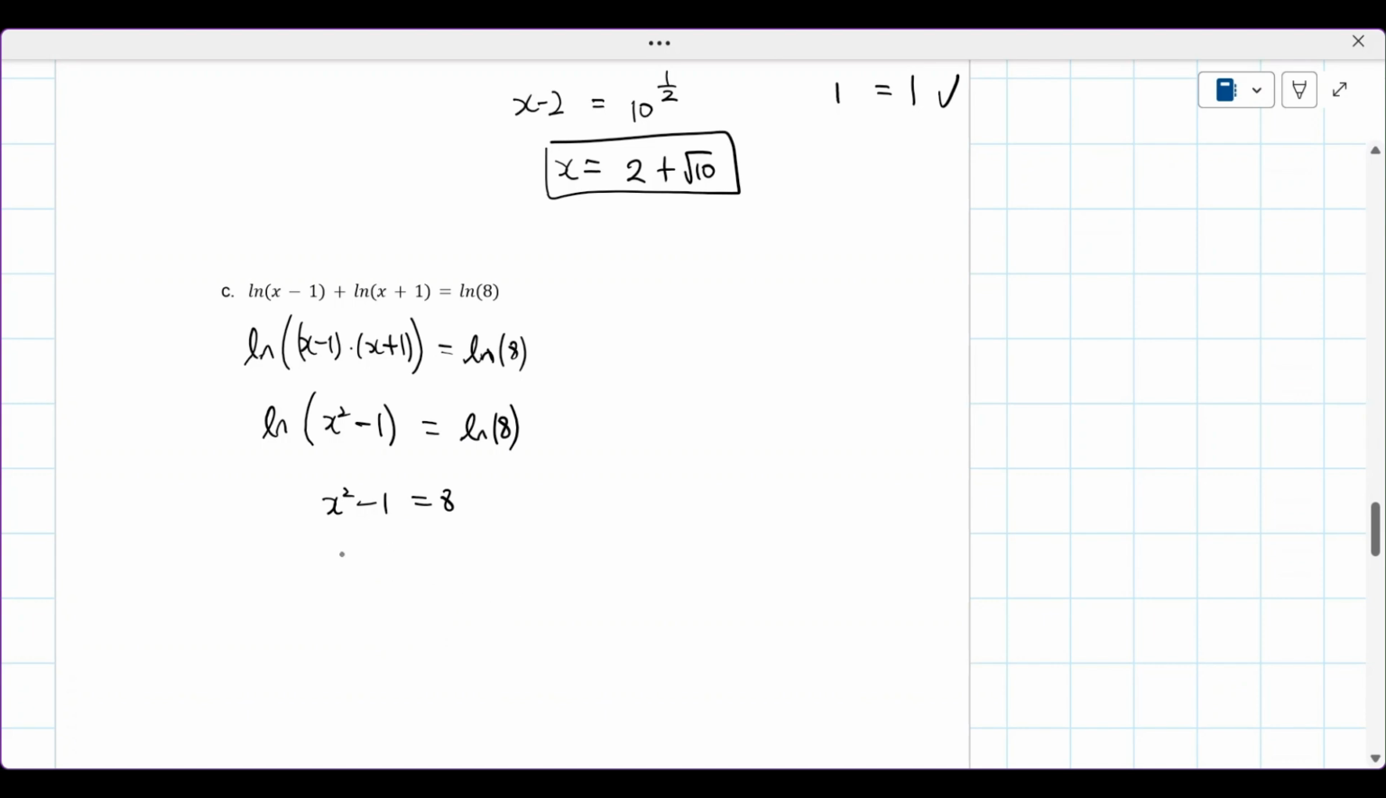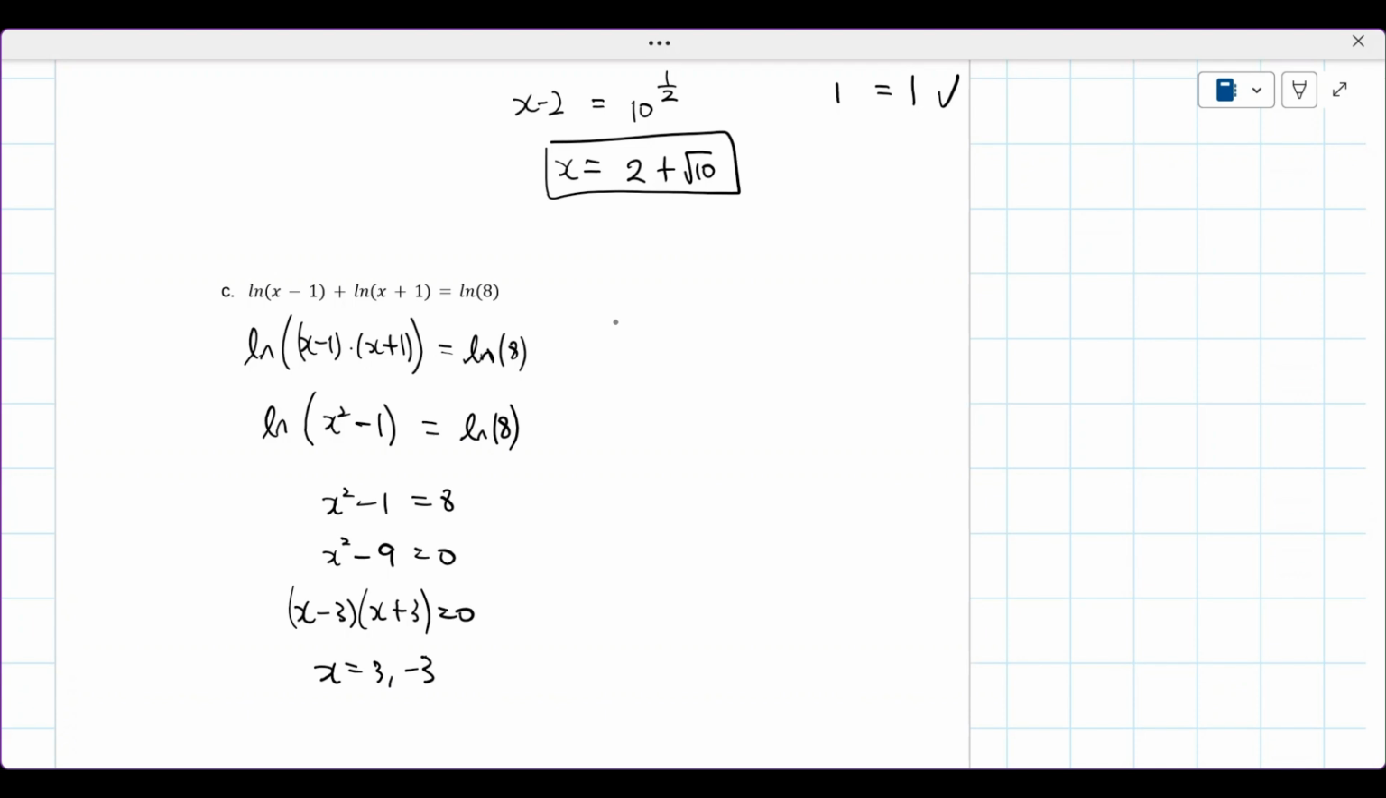Actually, let's go the other way. x squared minus 9 equals 0. So now let's solve the equation by factoring. It's going to be x minus 3 times x plus 3 equals 0. So x equals 3 and also negative 3. So are these both the correct answers? Well, we'll need to check by putting it in the calculator.